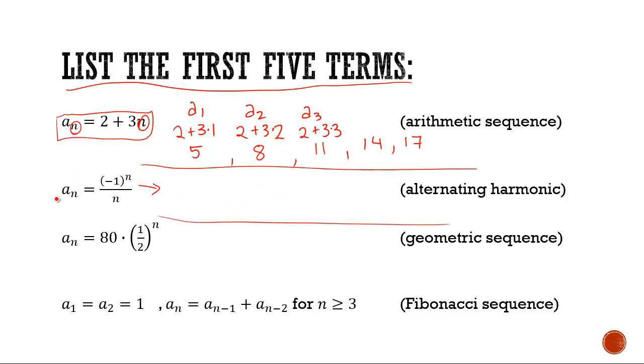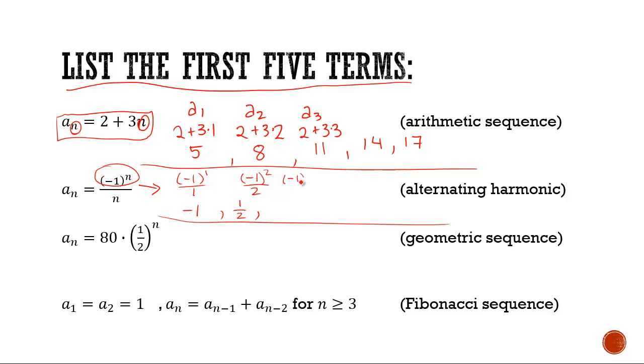So let's take a look at this next one here. We've got an input of n, and then this thing again. So what does this do? Well, if we put a 1 in, we'll have negative 1 to the power of 1 over 1, which is negative 1. If we put a 2 in, we have negative 1 to the power of 2 over 2, which causes this to be positive by squaring it, so that's 1 over 2.